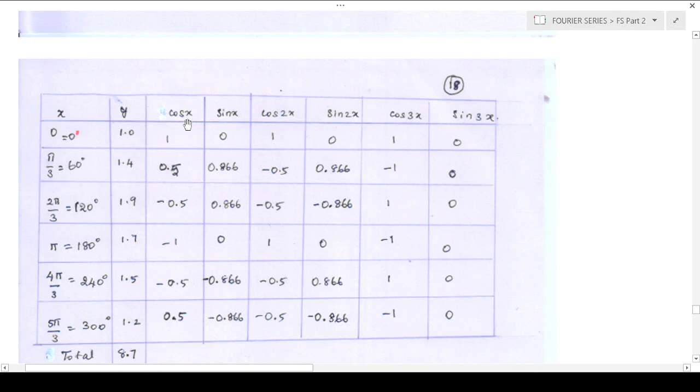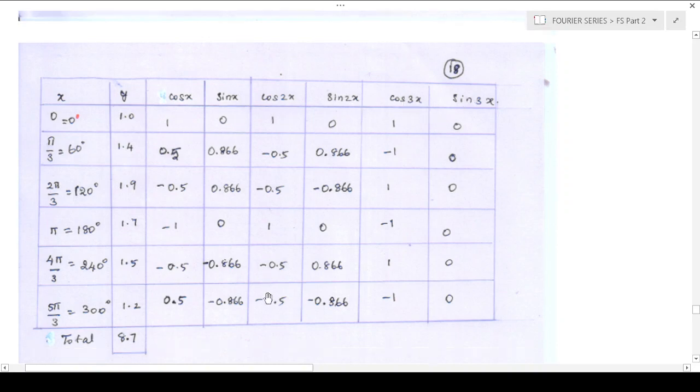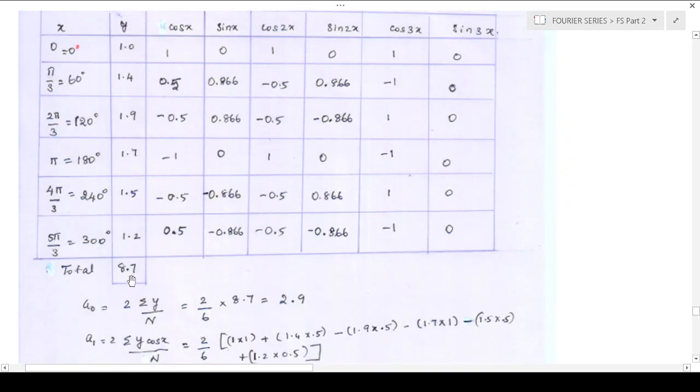The 60 will be substituted everywhere. Here 60 means cos 60, sin 60, cos 2 into 60, 120, sin 2 into 60, sin 120. Then cos 3x, 3 into 60, cos 180, sin 3 into 60, sin 180. Likewise, you will be finding all the values: cos, sin, cos 2x, sin 2x, cos 3x, sin 3x. You just add all these y values. It is summation y, right? Your a naught is twice summation y by n. N is 6. So you will be getting your a naught value.